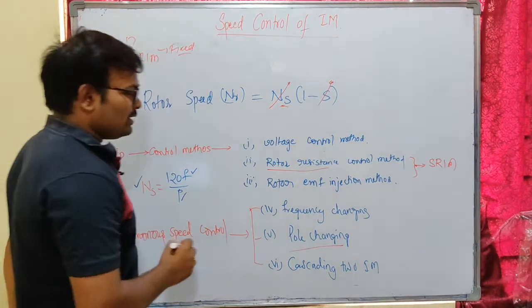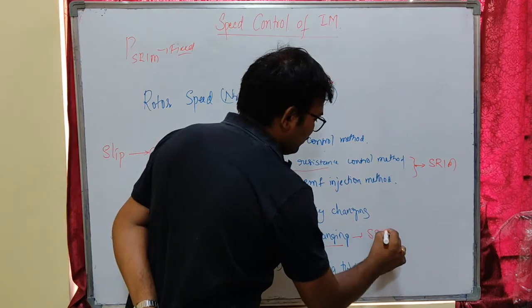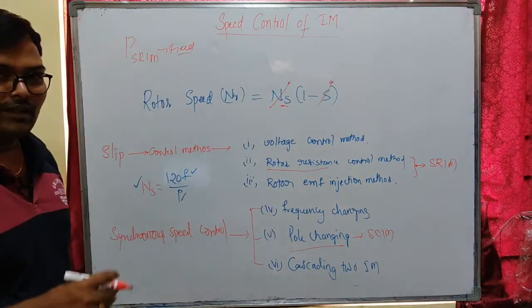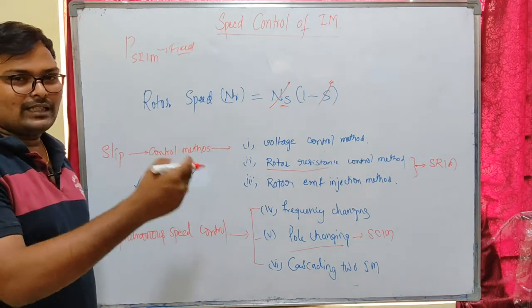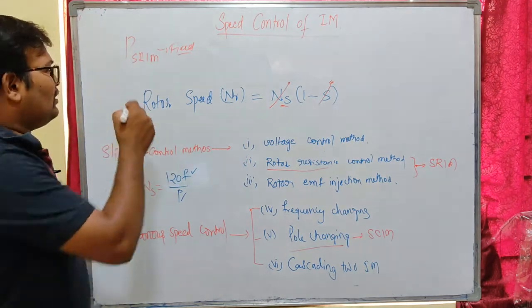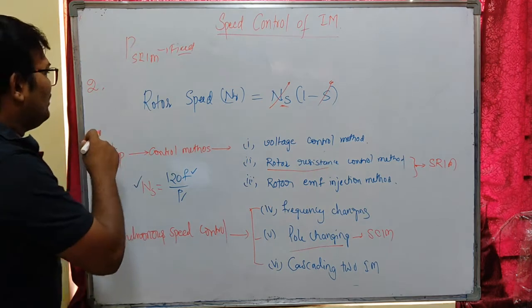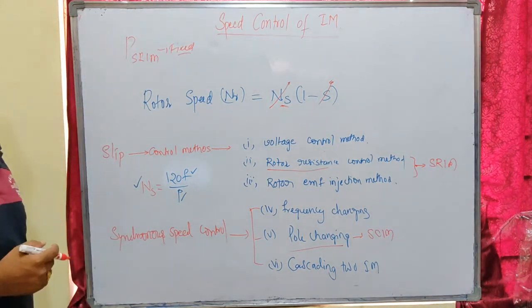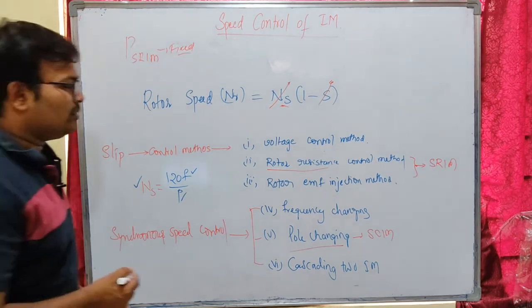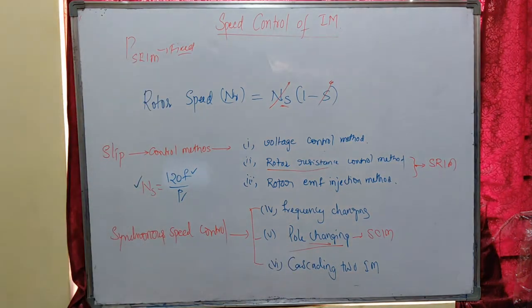The pole changing method is possible in a squirrel cage induction motor, because the rotor of a squirrel cage induction motor will be induced with the same number of poles as the stator. If you want to induce two poles on the rotor, you can make the stator two poles, so that our rotor will be induced with two poles. So pole changing is possible with a squirrel cage induction motor.